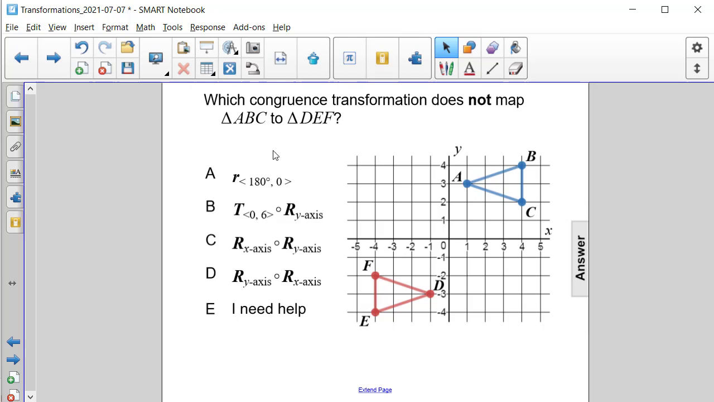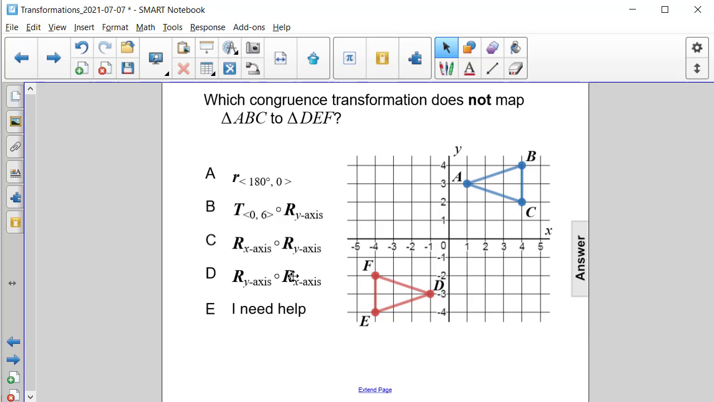Which congruence transformation does not map triangle ABC to triangle DEF? Is it A, a rotation of 180 degrees about the origin? Is it B, a translation of 0 units horizontally and 6 units up after a reflection across the y-axis? Is it C, a reflection across the x-axis after a reflection across the y-axis? Or is it D, a reflection across the y-axis after a reflection across the x-axis?